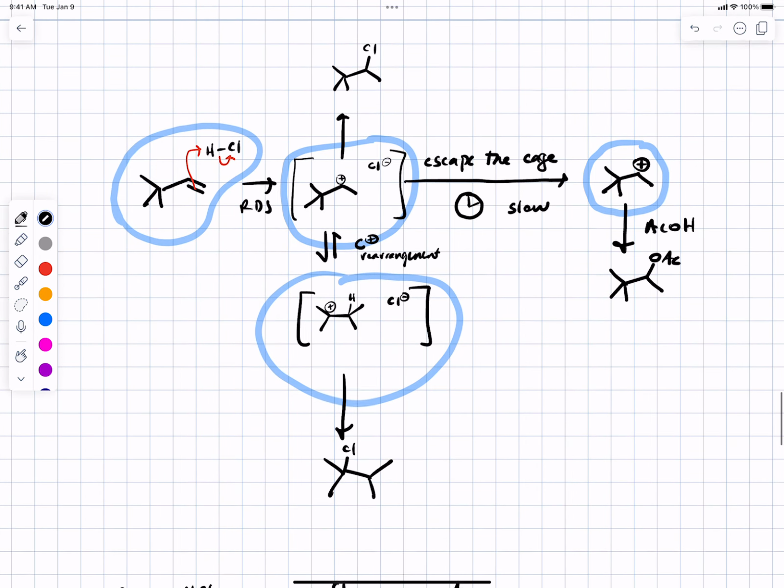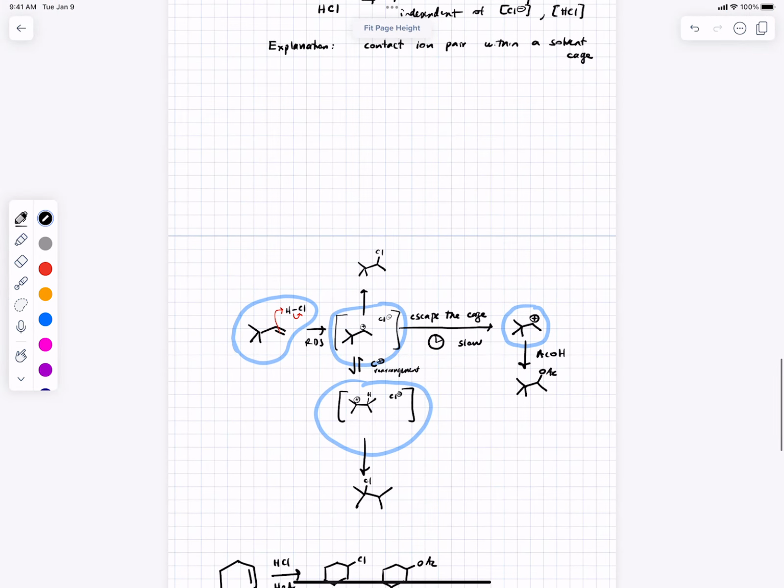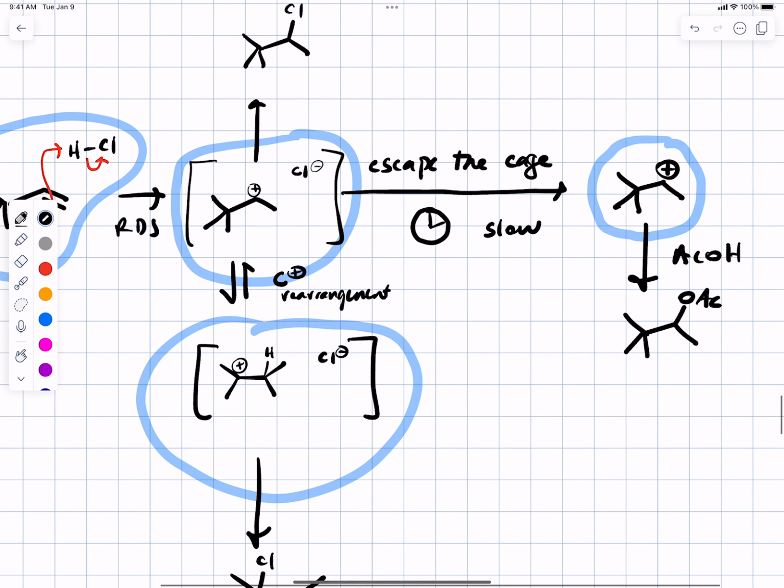The text makes the point that the reason added chloride doesn't make a difference here is because most of your products come from the solvent cage, and that chloro is not in equilibrium with bulk solvent. All right. So, yeah, go ahead, Logan.